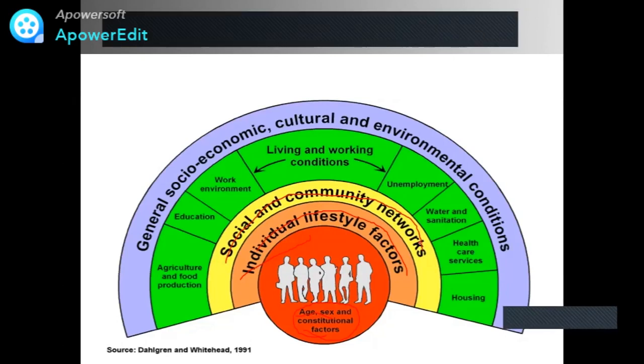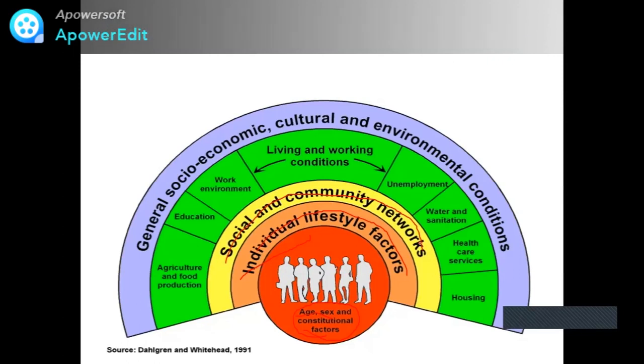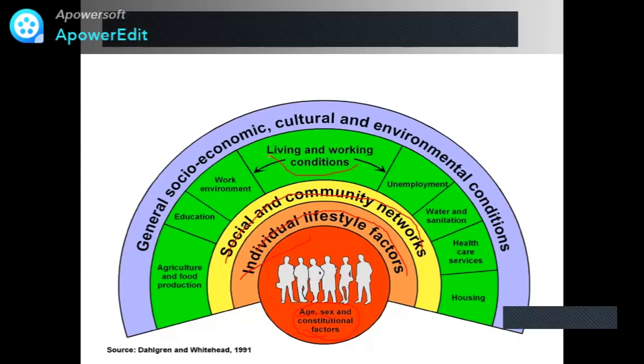Then there are the downstream determinants of health, the actions of individual and community. The next layer focuses on living and working conditions like work environment, education, unemployment, water and sanitation, healthcare services, housing.